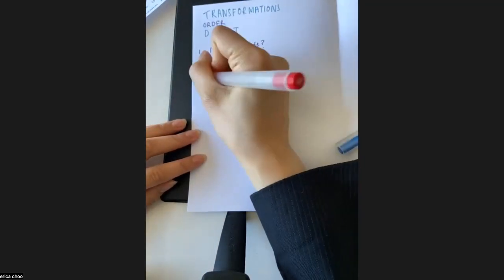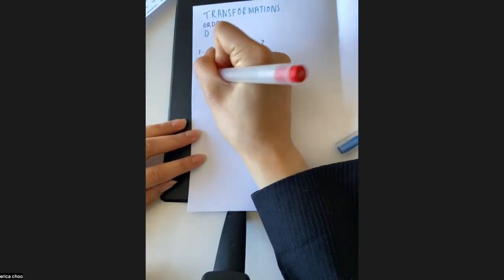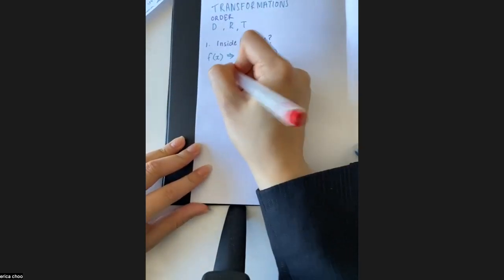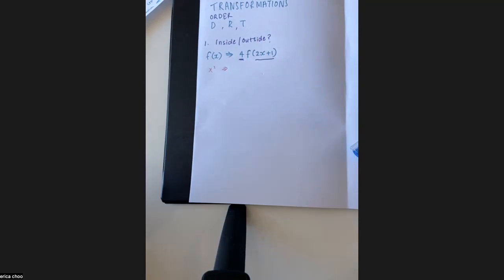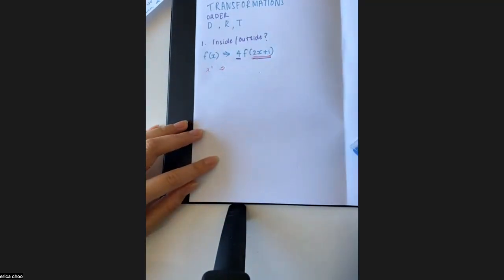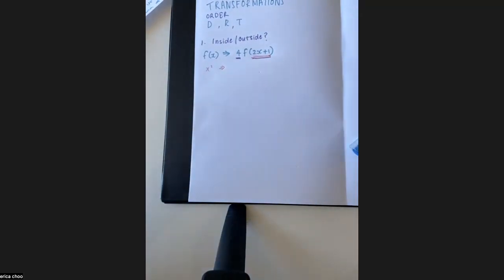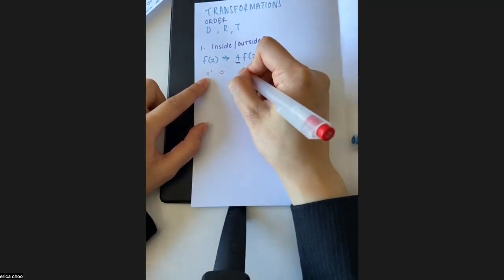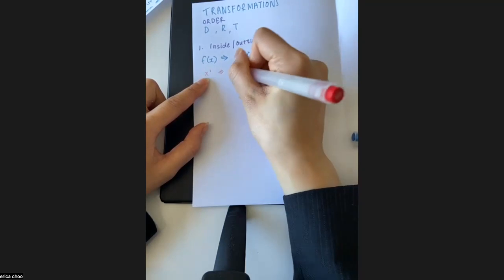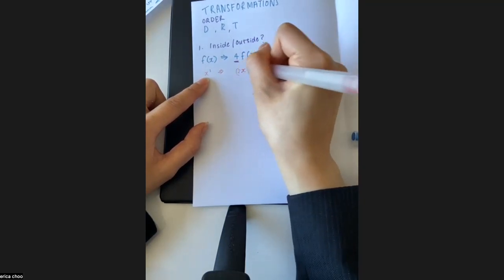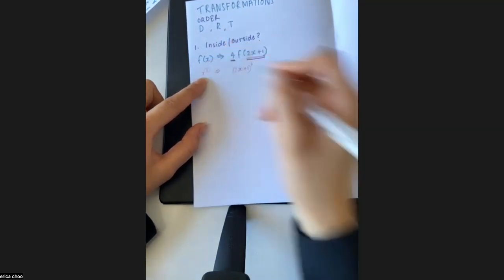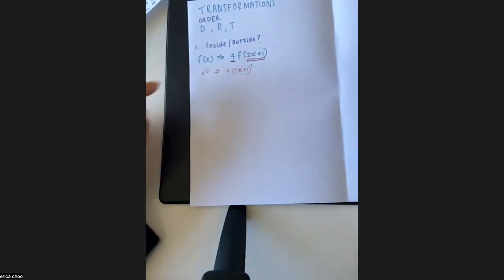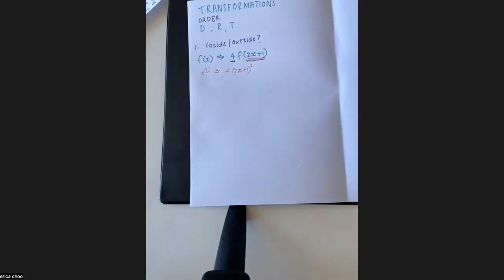If my base function is f of x equals x squared and I apply this transformation, let's start with the inside function first. You replace the x with 2x plus 1, literally chuck it in there, and then take it to the power of 2 because there's a power of 2 here. For the outside function, I just put a 4 on the outside, timesing the whole thing.